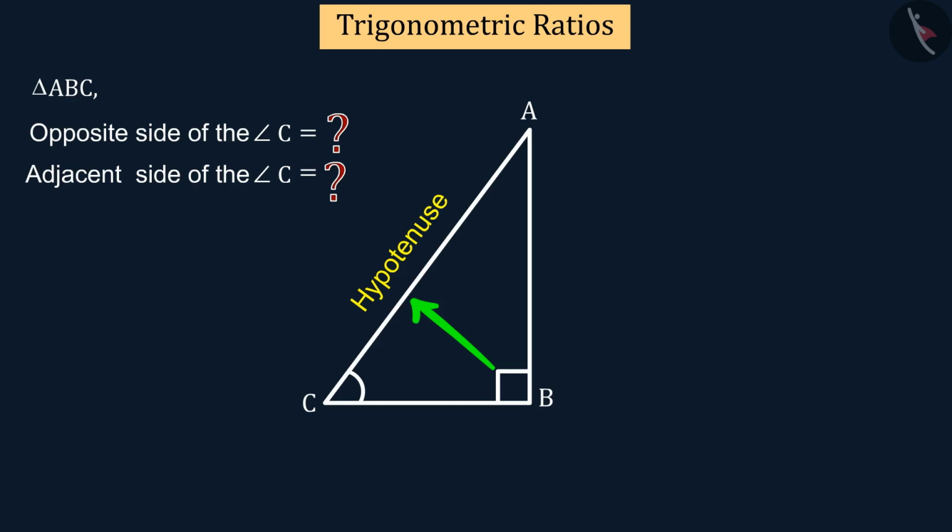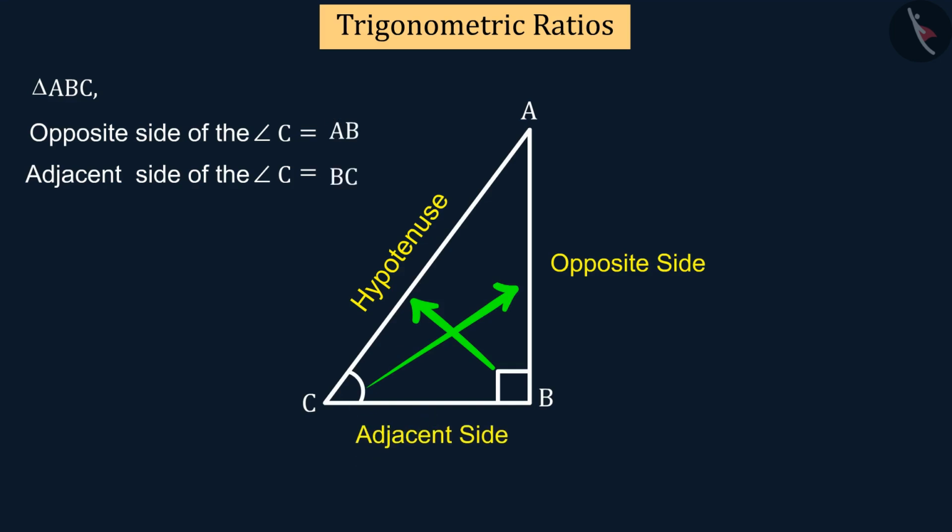Well done! If the opposite side is AB and the adjacent side is BC, then can we say that with respect to angle C, the hypotenuse is AC, the opposite side is AB, and the adjacent side is CB. So, in this video, we will understand and learn the relationship between the sides and angles of a right-angle triangle.